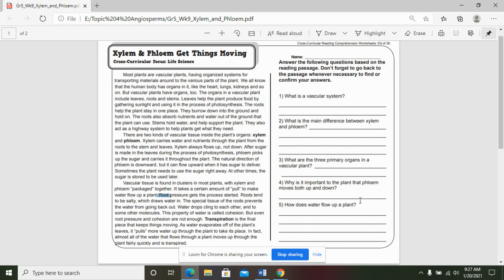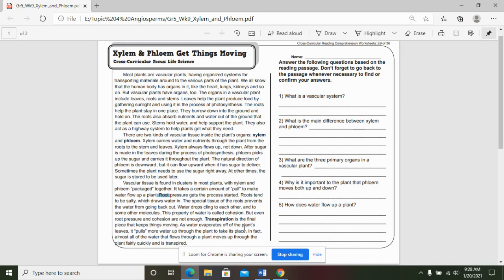Why is it important to the plant that the phloem moves both up and down? So I believe we're going to have to go back up here. It's important because sometimes the plant needs to use the sugar right away, and it needs to be able to deliver that sugar to anywhere in the plant.